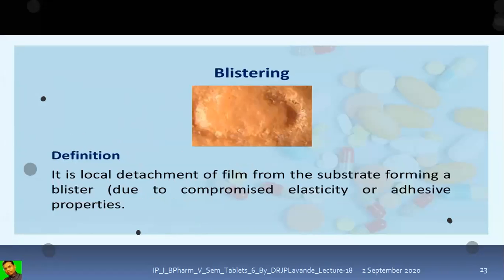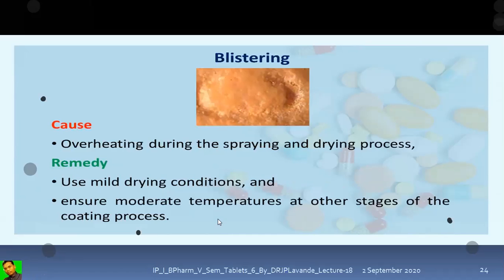Then there is blistering. You can see here the blistering. How is blistering defined? It is the local detachment of the film from the substrate, forming a blister. The coating or the layer gets detached from the surface of the tablet, and it leads to the formation of a blister. So it is due to compromised elasticity or adhesive property. The cause is overheating during the spraying and drying process.